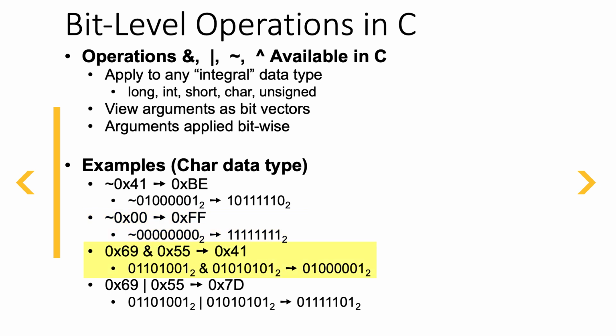We can also do the other operations. 69 in hex, if we do a bitwise AND with 55 hex, we'll end up with 41 hex, and we can see how that works. We convert those to binary, go bit by bit: 0 and 0 is 0, 1 and 1 is 1, 1 and 0 is 0, and so on, and we end up with our output. The same thing applies when we're doing an OR or an exclusive OR for that matter. These all apply by we simply take whatever we put into the function, represent it in binary, and apply the operation bit by bit, and we get the correct output.